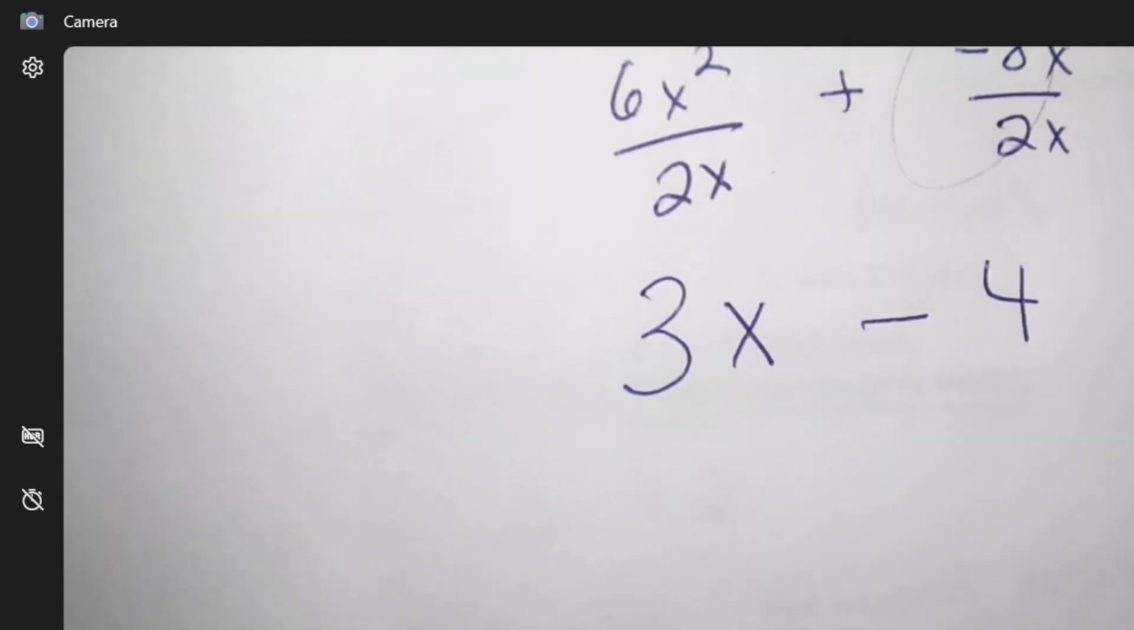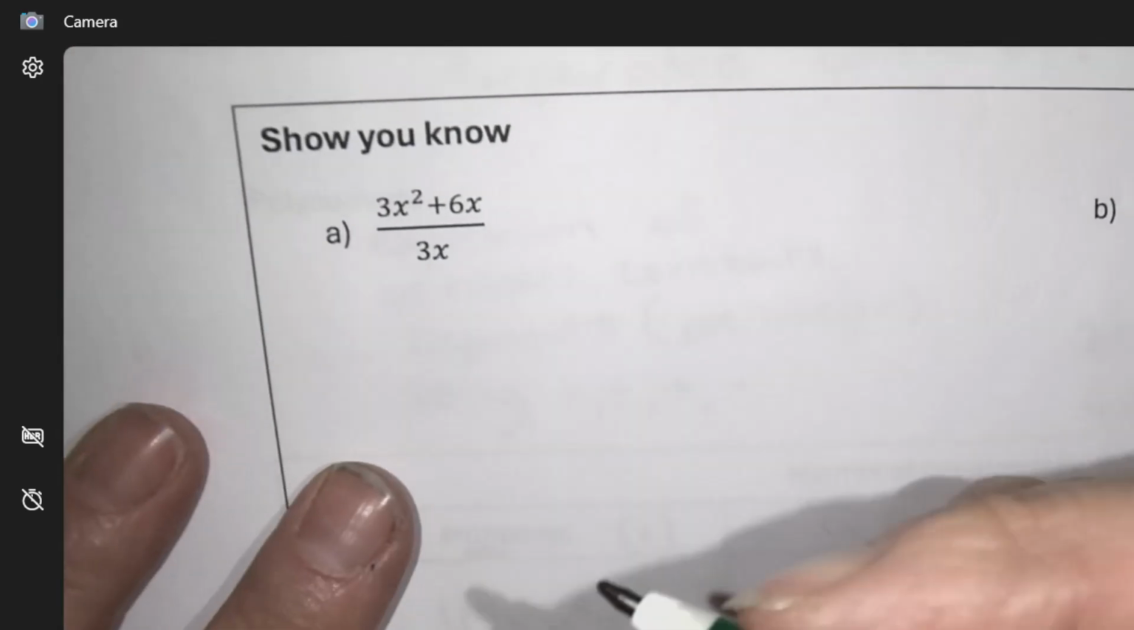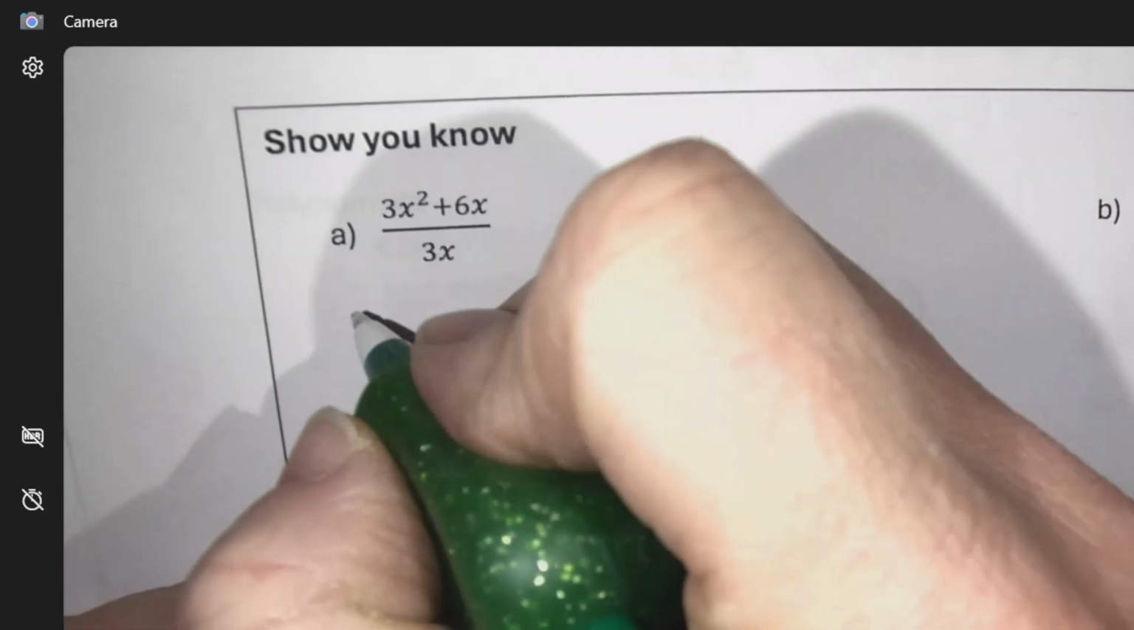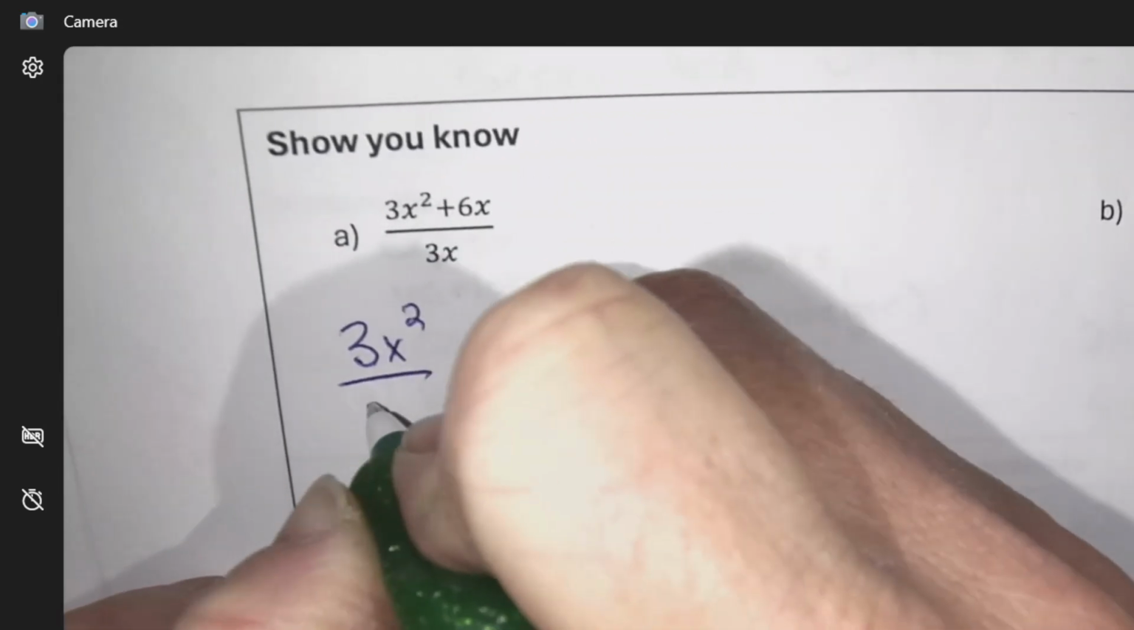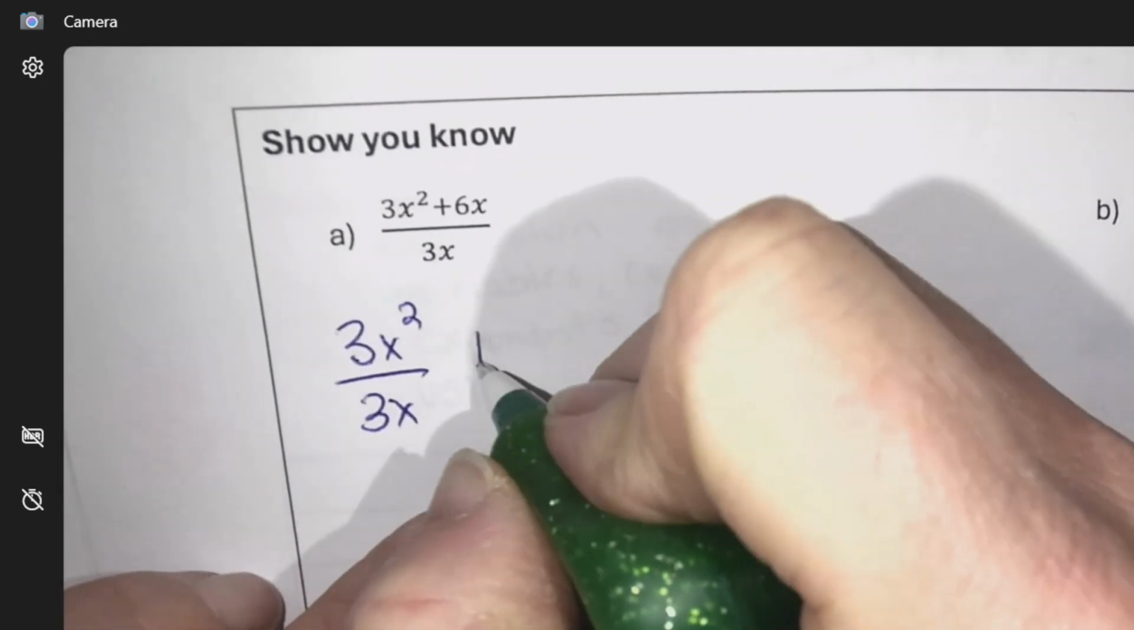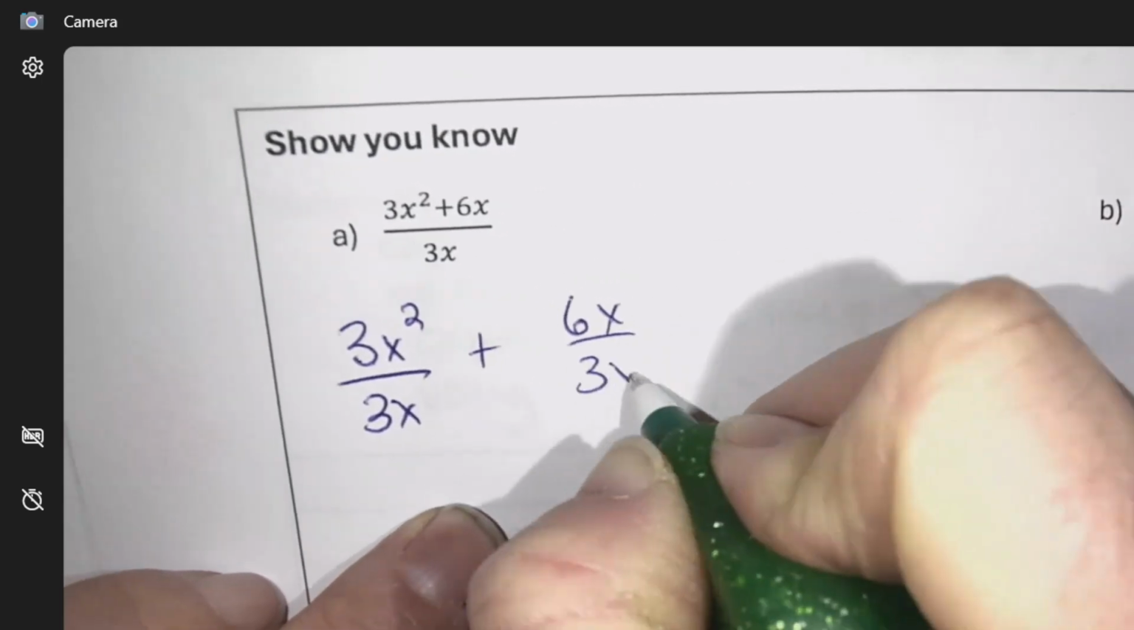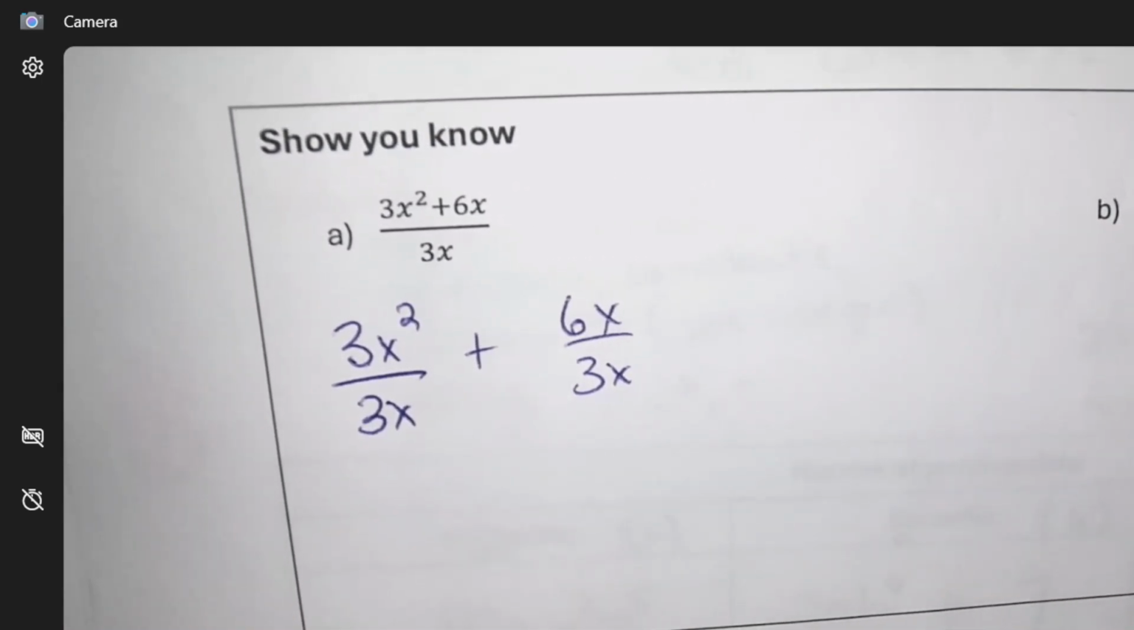Okay, last 2 and I'm done. Can you write me a distribution of this? Yes, you can. So 3x squared divided by 3x. Yes. And 6x divided by 3x. They all have to do their turn. So there's my distribution.